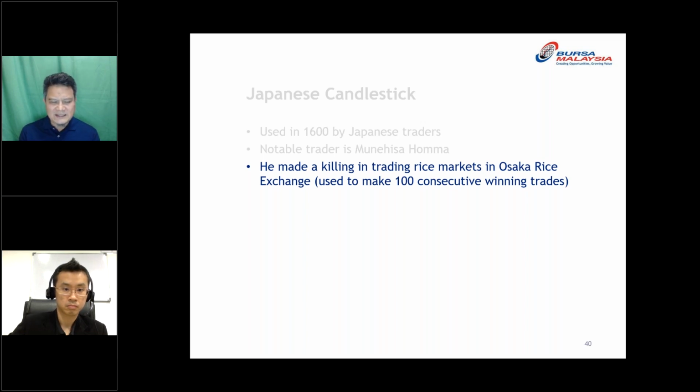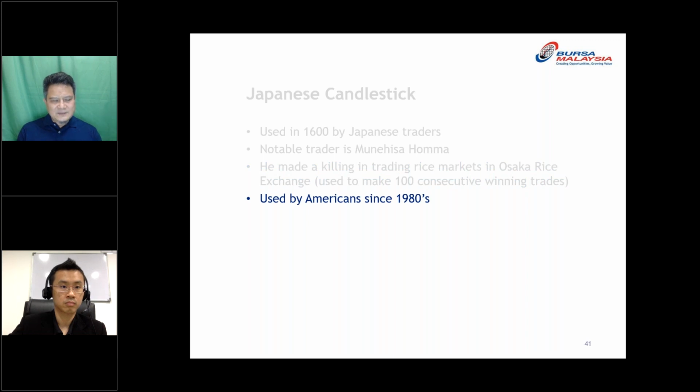That's why a lot of people say that the first futures trading in the world started from Japan, whereby they trade the rice coupon. And this candlestick has been used by Americans since the 1980s.